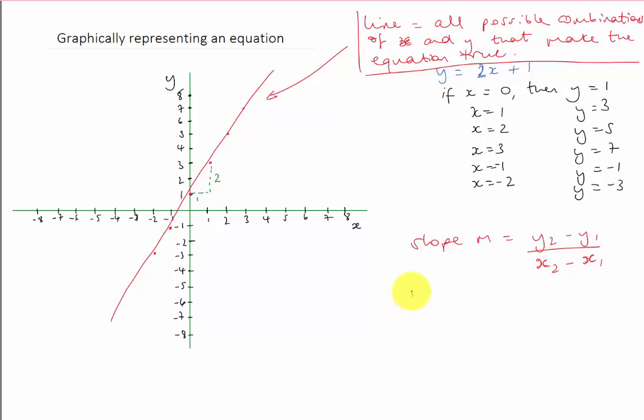So in this case, let's say m is equal to, let's take 2 of those points. So let's say 1 minus 3. Now let's say 3 minus 1 over 1 minus 0. So here I'm taking these 2 coordinates on the graph, so that m is equal to 2.